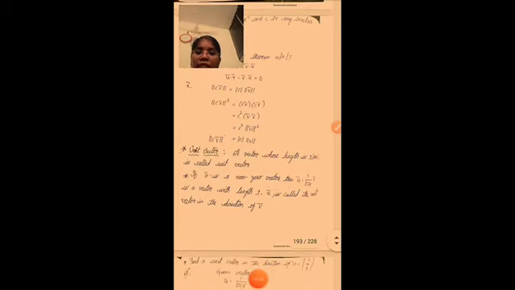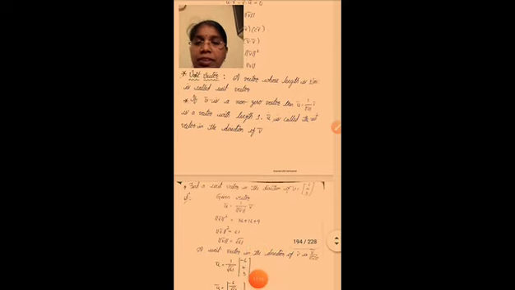If v bar is a non-zero vector, then u bar is equal to 1 by norm v bar into v bar, a vector with length 1. u bar is called the unit vector in the direction of v bar. A unit vector is nothing but a vector whose length is 1. To find the unit vector in the direction of v bar, the formula is 1 by norm v bar into v bar. So this is the unit vector definition.